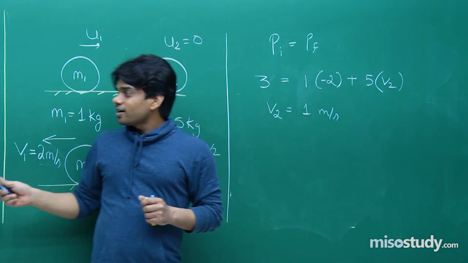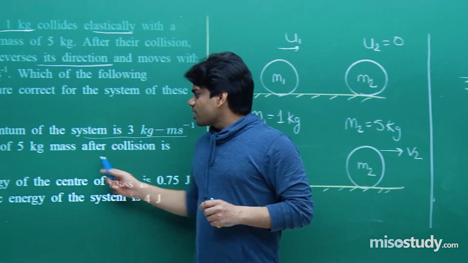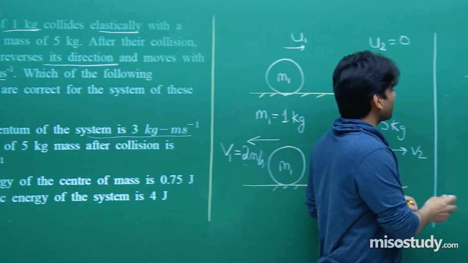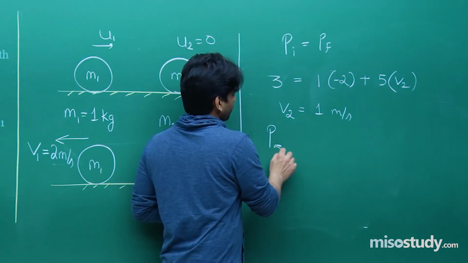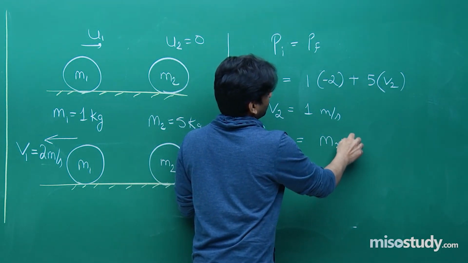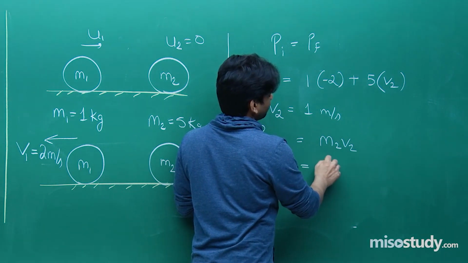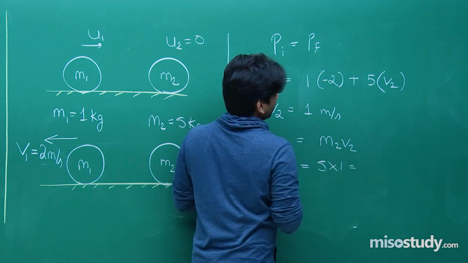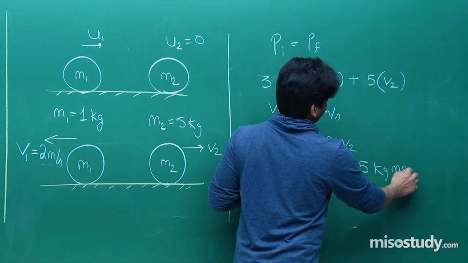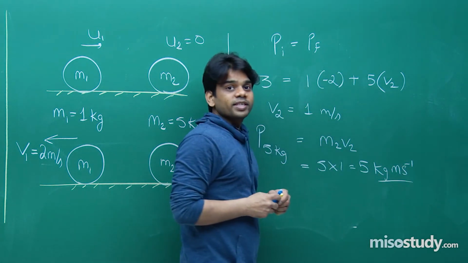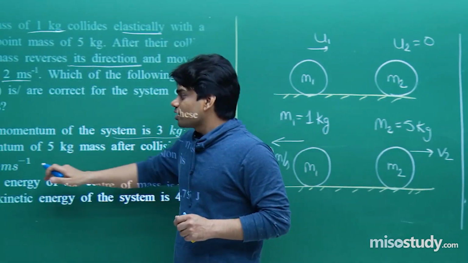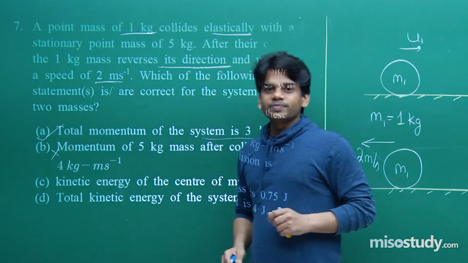B option says that momentum of 5 kg mass after collision is 4 kg meter per second. Let's check. No, it's not 4 kg meter per second. So momentum of 5 kg body will be equal to its mass into its velocity, that is 5 kg into 1. This will come out to be 5 kg meter per second. From this, what do we get? We get that this option is incorrect, so don't mark option number B.